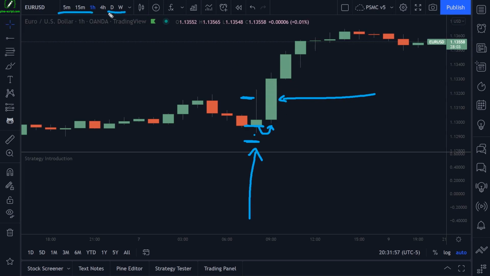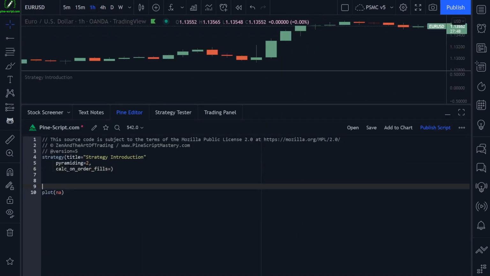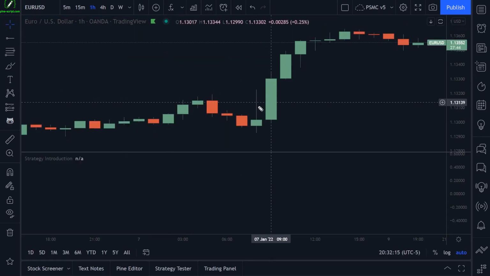On the daily and weekly and 4-hour chart, this sort of occurrence is much less common. But on these lower time frames, having large wicks and large spikes in volatility is a frequent occurrence. And so on these lower time frames, you will often need to set calc on order fills to true. That way, the script will recalculate after the order is filled, and it will check its take profit and stop loss on this same bar.